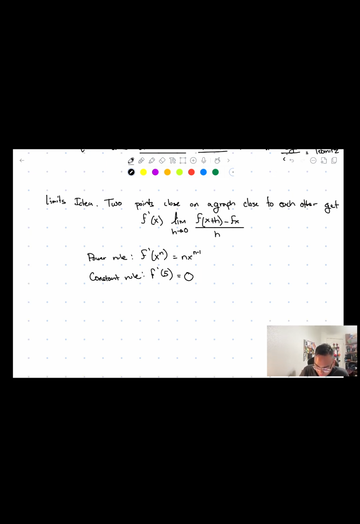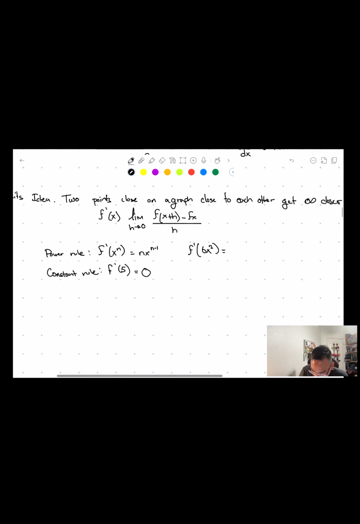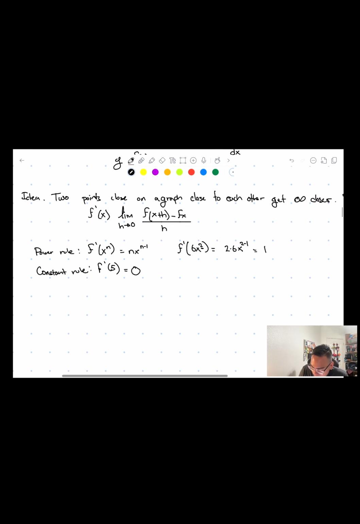So the easiest way to memorize the power rule is to realize that if they ask you to take the derivative of, let's say, 6x squared, we can use this power rule. So it's going to be 2, this number right here, times 6x, and then x is going to be to the power 2 minus 1. Which is going to give us 12x to the first power, or just 12x.